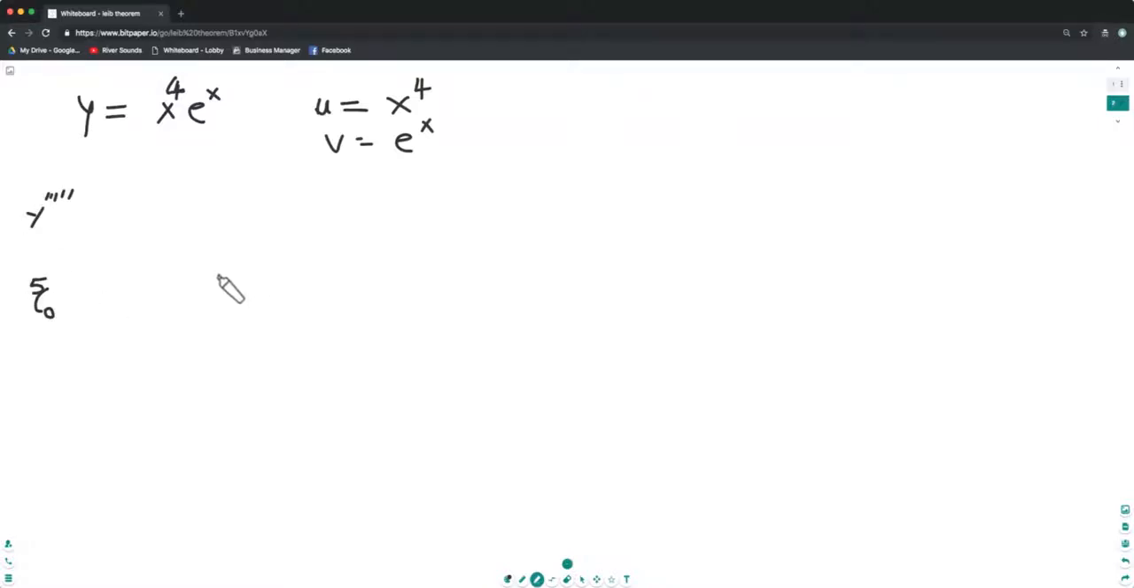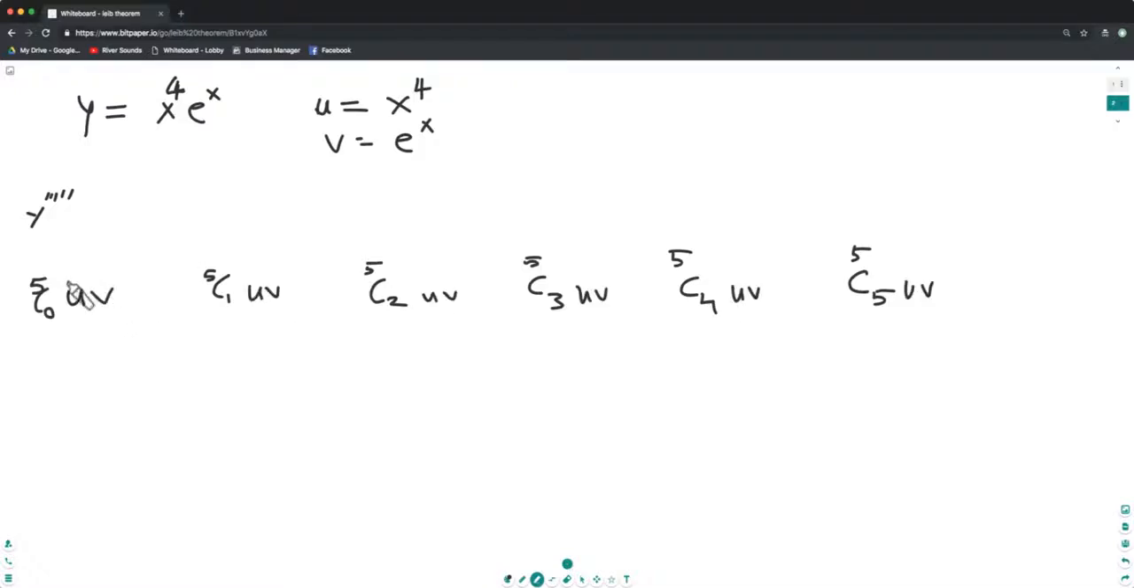So put in 5C0, 5C1, 5C2, 5C3, 5C4, and 5C5. Okay, there's going to be 6 terms. And then you put in u, v, just keep putting u, v here. And then you put in the 5 here, and you put in 4 here, and 1 here. You put in 3 here and 2 here. You put in 2 here and 3 here.